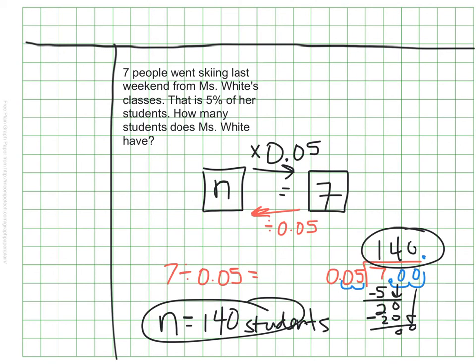In this video, we used backtracking to help us find the whole, right, the total number of students or people surveyed, or whatever the number was, if we were given the percent and the part that percent represented. We'll have a chance to practice this more in class, but remember the key idea here is to use backtracking to work our way backwards to find the whole.